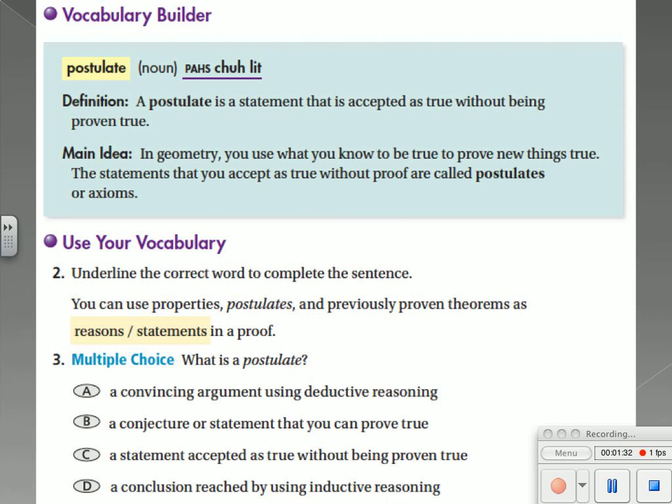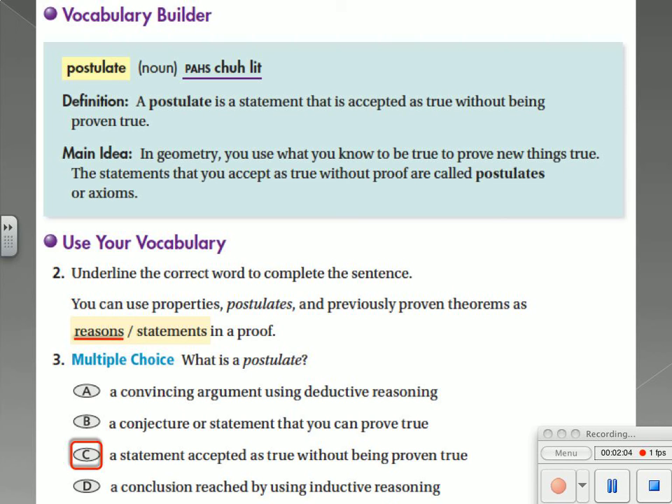The vocabulary word for today is postulate. It's a statement that is accepted as true without being proven true. It's those things in geometry that we just accept as given facts. So we're going to underline the correct words to complete the sentence. You can use properties, postulates, and previously proven theorems as reasons in a proof. Remember that statements go on the left, reasons go on the right, and the reasons are the logic or the arguments we're making to prove the statements that we make.